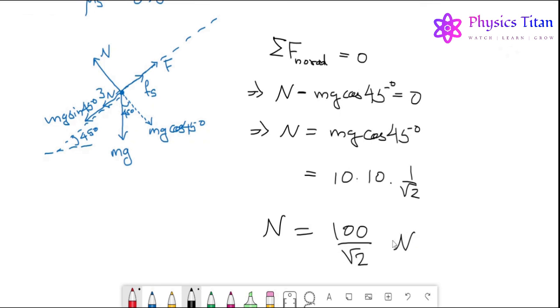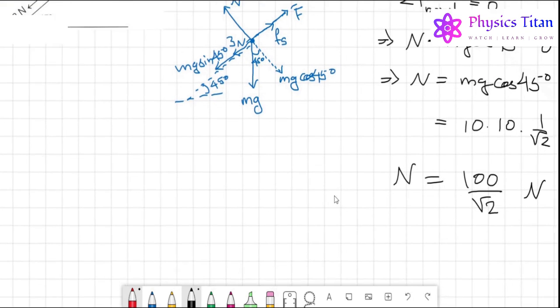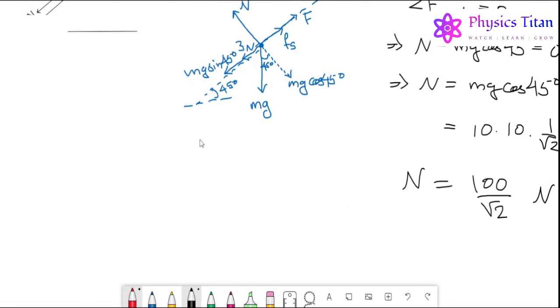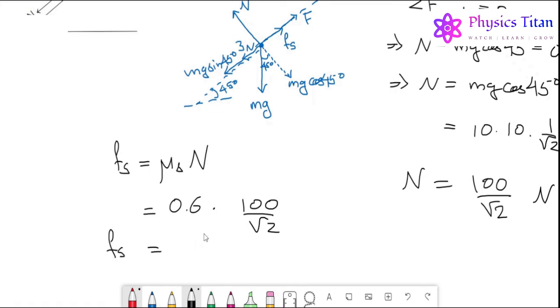Newtons. Now let us talk about the forces in the inclined direction. What are those forces? The force F which we need to apply, the frictional force, mg sin 45 and 3 Newton. First of all, calculate this frictional force. The static friction Fs is given by mu s times the normal reaction. Mu s is given as 0.6 and we just calculated N as 100 by root 2. So the static friction will be equal to 60 by root 2 newtons.